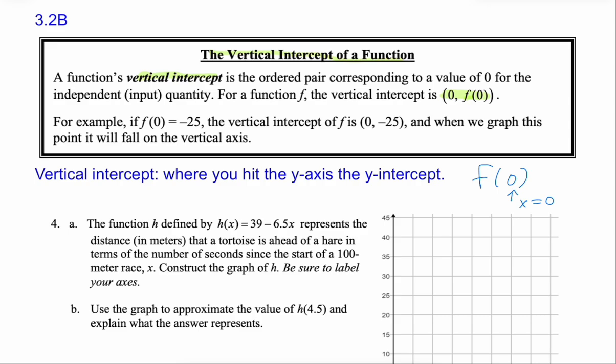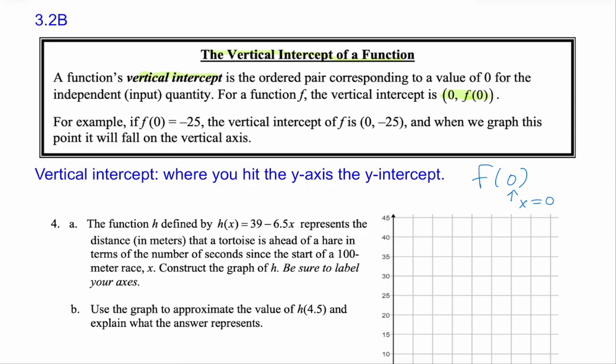A function will only have one y-intercept because if I plug in 0, I'm only ever going to get one thing. So you should expect only one of those. It may not be defined at 0, but if there is a y-intercept, it's only going to be one particular value. So let's take a look at number 4.